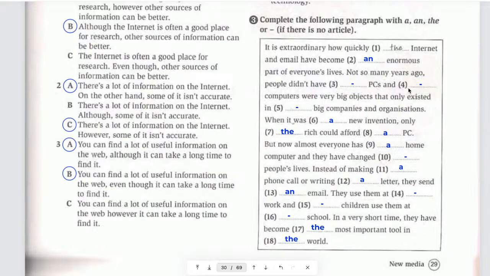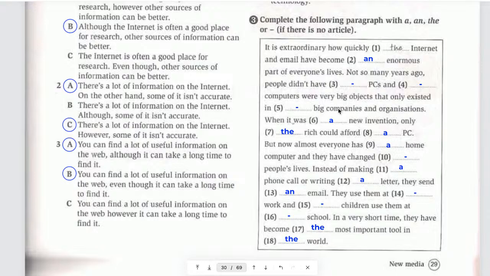Now number 4, the explanation should be the same, because here computers were very big objects. So we are talking about computers in general, that means all computers in the world. We are talking about computers in general, not any specific computer. Got it? Okay, were very big objects that only existed in.